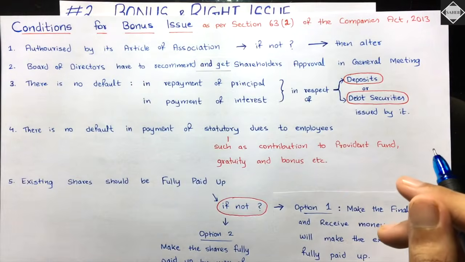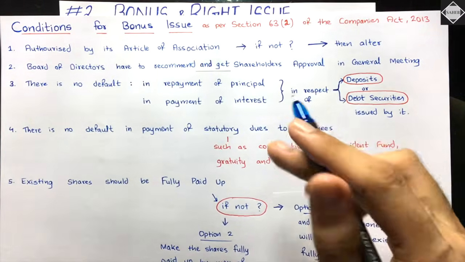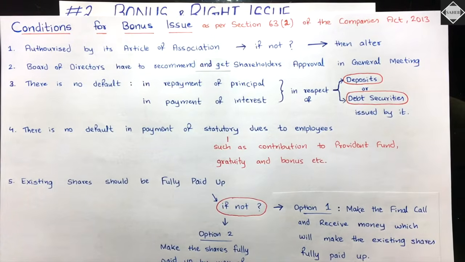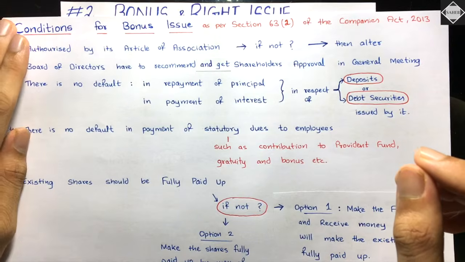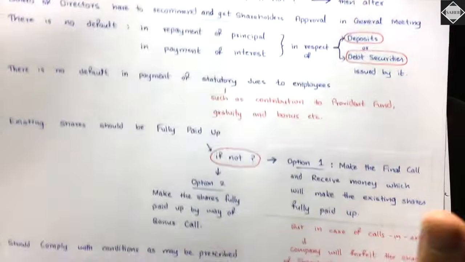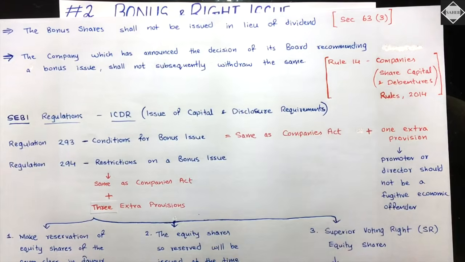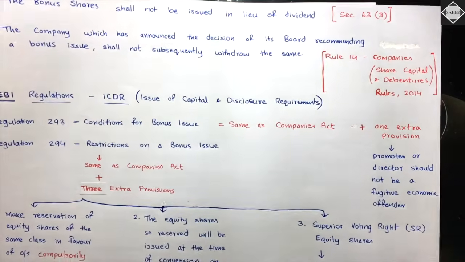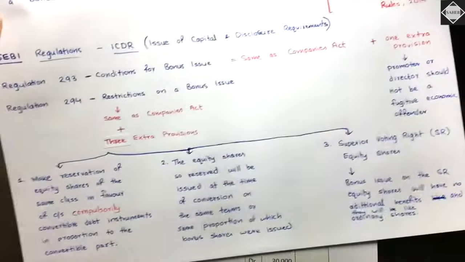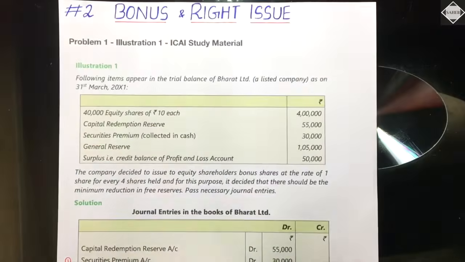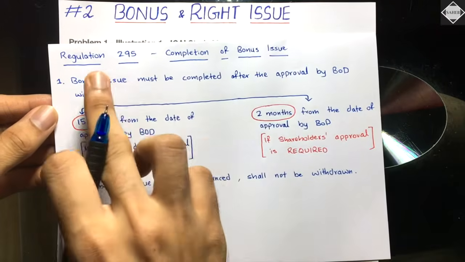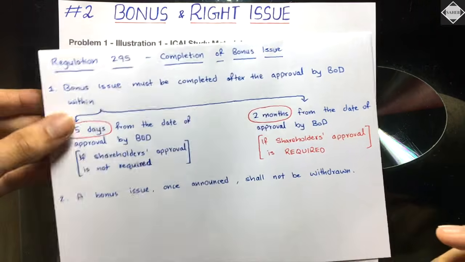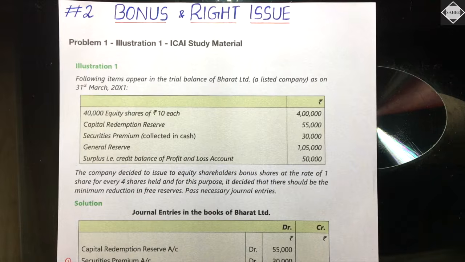And then we started discussing the conditions for bonus issue, which I'm not going to get into right now because it will be a very lengthy video. These are the provisions of the Companies Act, which are also very important from the theory perspective. You have to have a proper understanding of this. Then we saw the SEBI regulations, ICDR, issue of capital and disclosure requirements, and regulation 295, completion of bonus issue. After this we saw the accounting treatment of bonus issue.